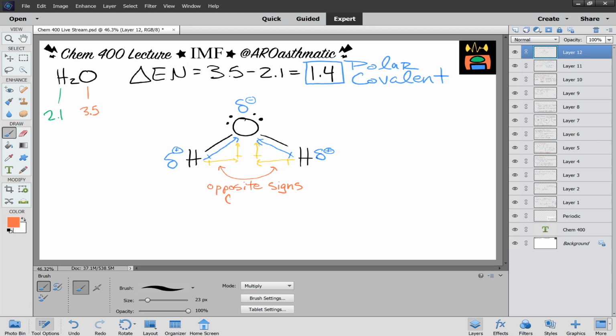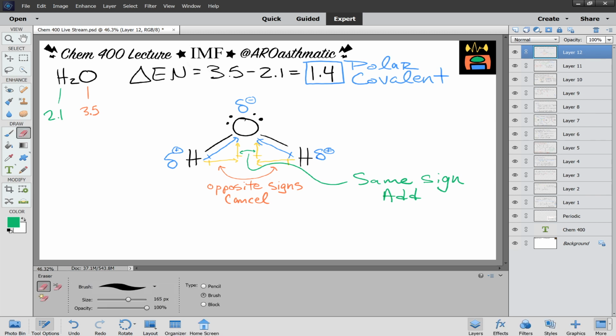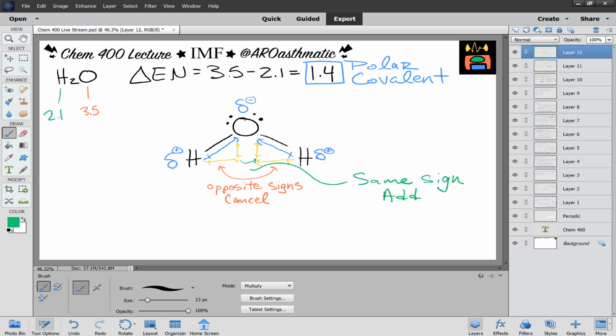They have opposite signs, so they cancel. These two in here have the same sign. And when I say sign, I mean positive or negative, right? They're pointing in the same direction, so they add. So for the dipole moment for water, the X components cancel, the Y components add. So the dipole moment for water actually runs straight up and down. The positive end is next to the hydrogens. The negative end is next to the oxygen.